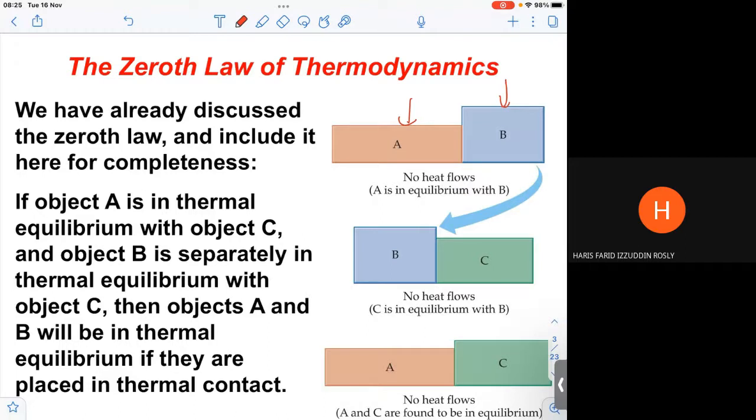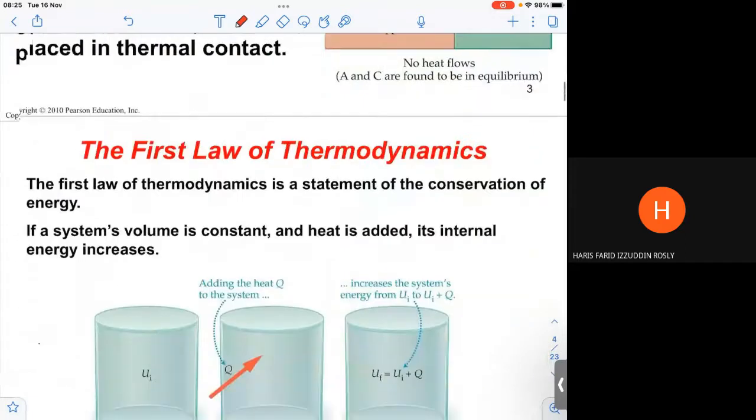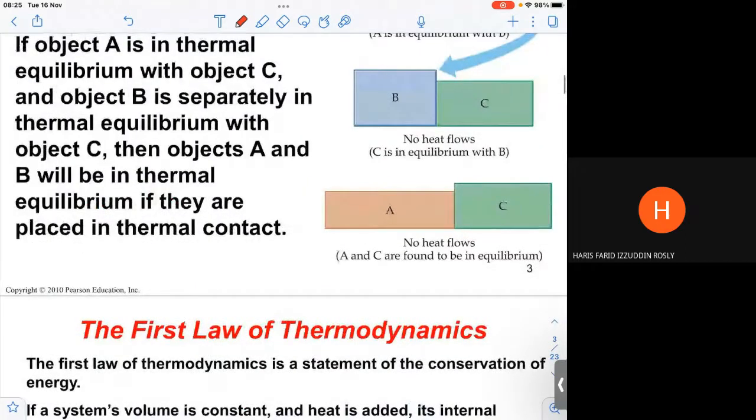So that is the zeroth law of thermodynamics. When A and B are in thermal equilibrium, and B and C are also in thermal equilibrium, we can assume that A and C, without any thermal contact, will also be in thermal equilibrium. So that is the zeroth law of thermodynamics.